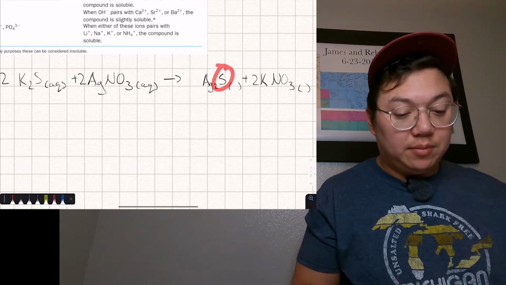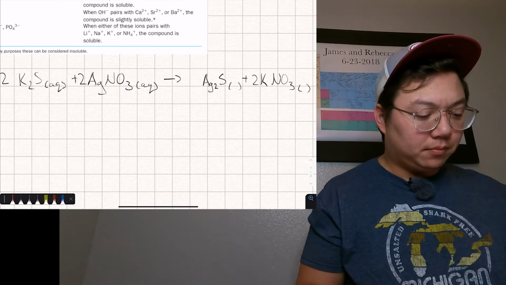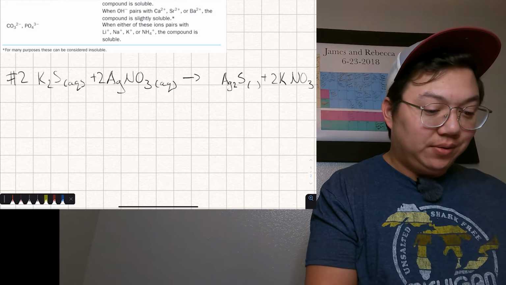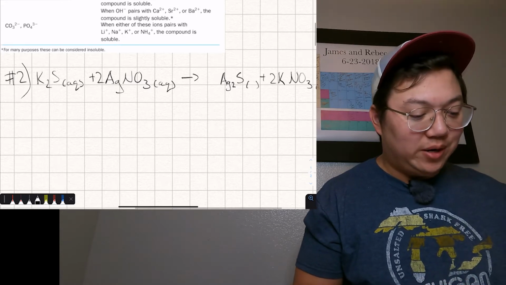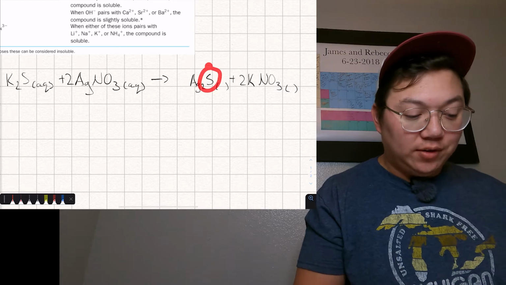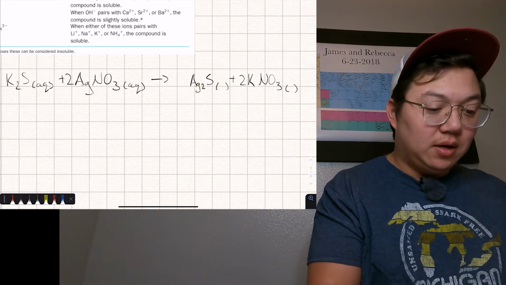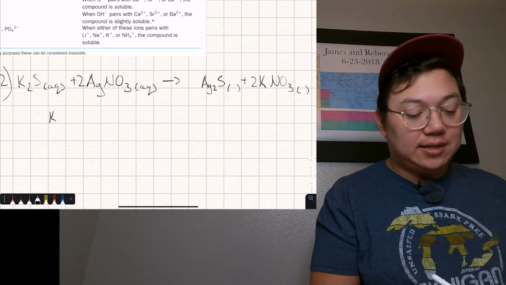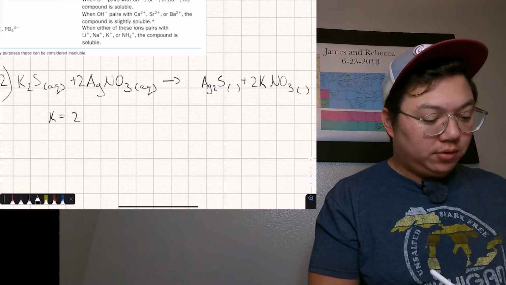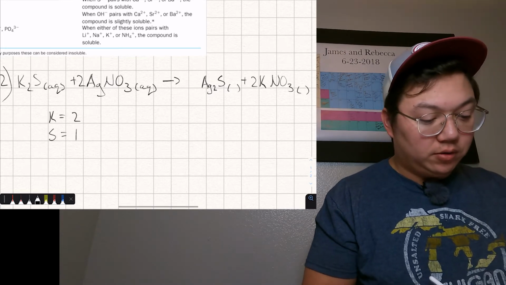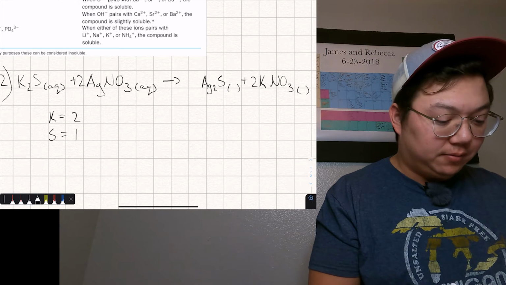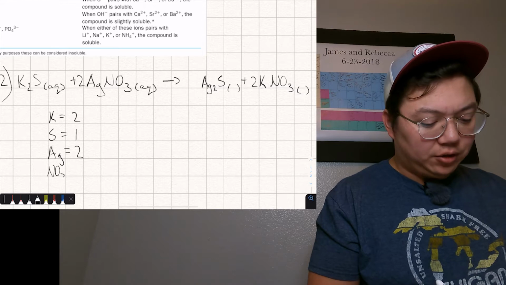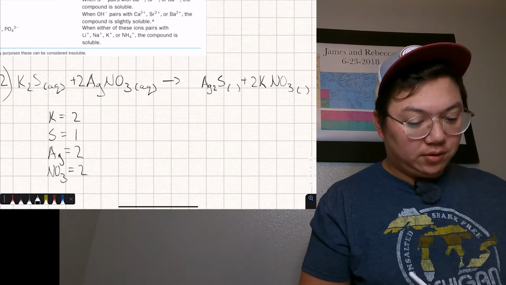And then we look at our last element, sulfur. Don't get confused by this number 2 that is separate from the equation, but we have 1 sulfur and we have 1 sulfur. And so as a final check, if you want, you can take all of your elements and write them out. So we have potassium, and we have 2 of those, sulfur, we have 1 of those. So I'm just counting all of the elements on the left side here. Silver, there's 2 silvers, and then nitrate, we have 2 nitrates.